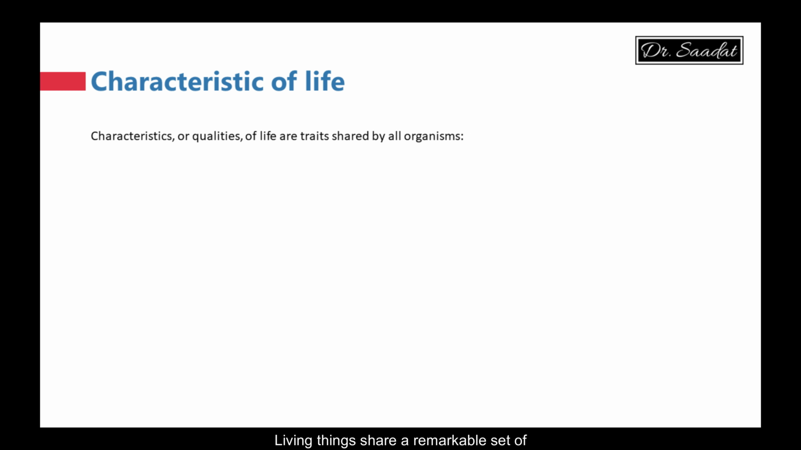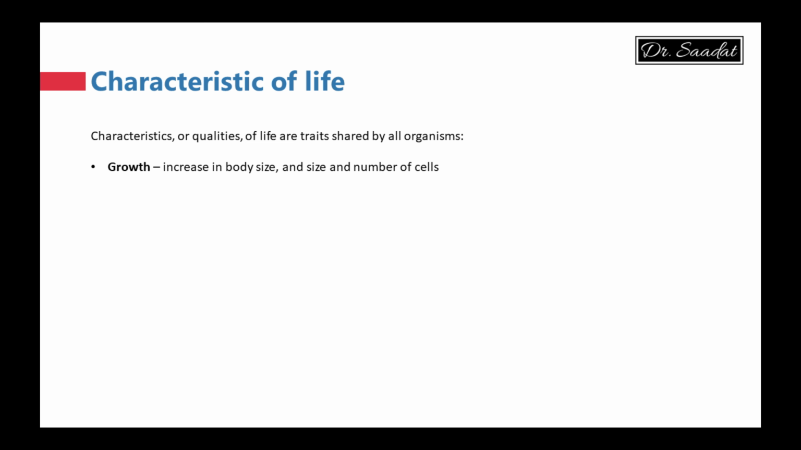Living things share a remarkable set of characteristics that distinguish them from non-living matter. Let's delve into 5 key characteristics of living things. 1. Growth and development. Organisms increase in size and complexity through the production of new cells. 2. Reproduction. Living things can create new individuals. This ensures the continuation of the species.